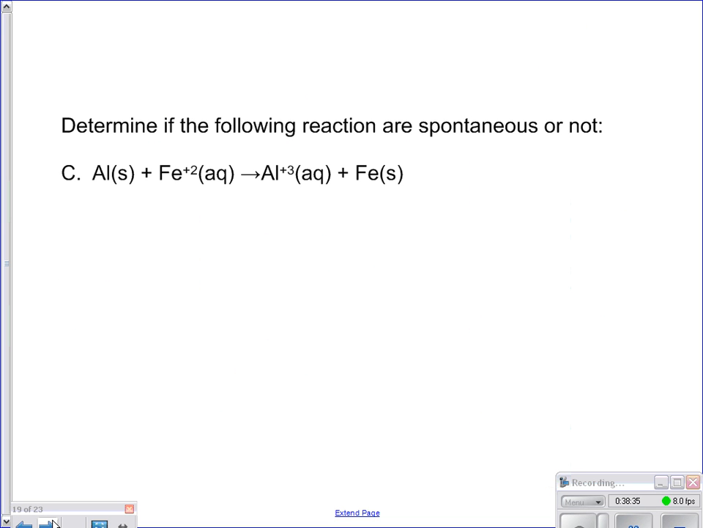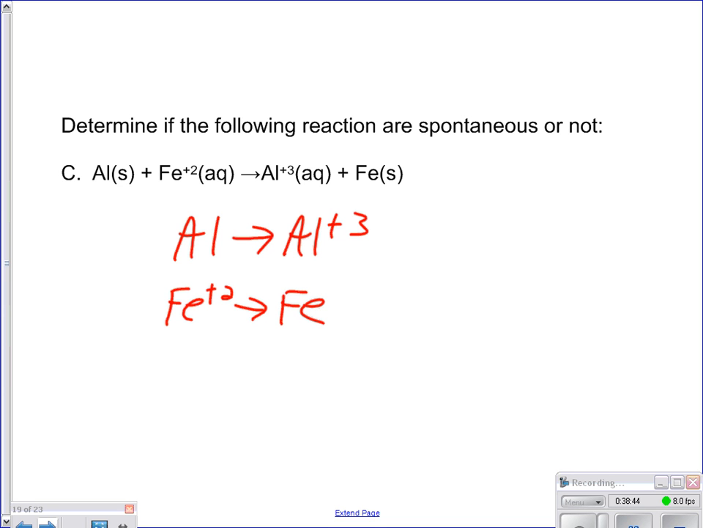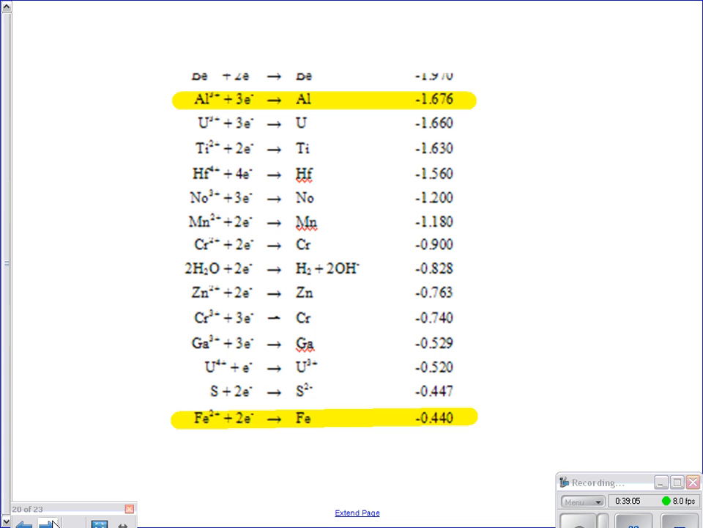All right, next one. Here we have aluminum going to Al plus 3, and we have Fe plus 2 going to Fe. Again, I'm hoping you guys are getting kind of quick at this and going, yeah, I'm going to add 3 electrons here and 2 electrons here. This is oxidation. This is reduction. You look up your reduction half, you'll find it just the way you see it. And we see right here it's that negative 0.440.